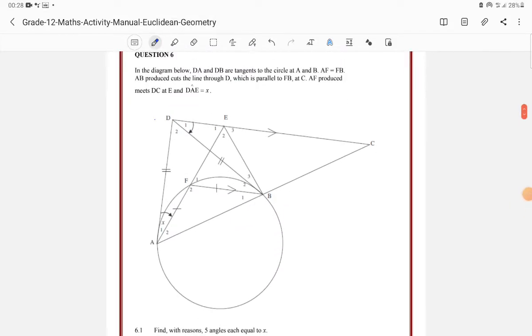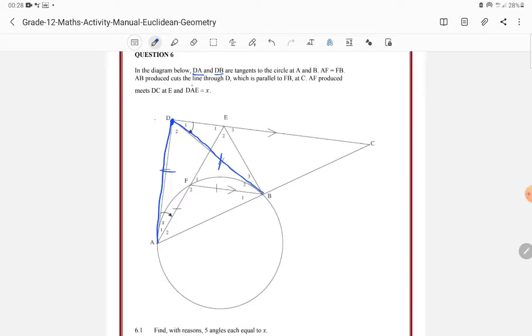All right, we are having this diagram, and in the diagram below, AD and BD are the tangents to a circle at A and B respectively. So we have these two tangents. And you know that the tangents from one point outside the circle are equal in length.